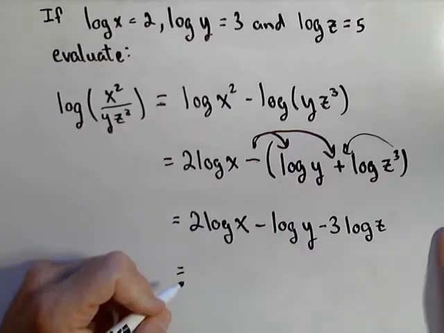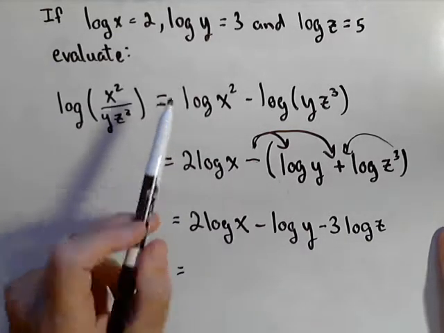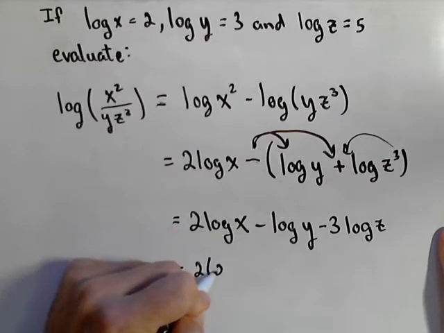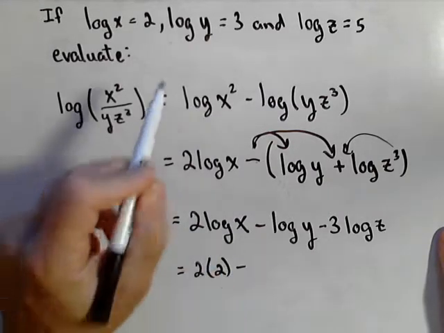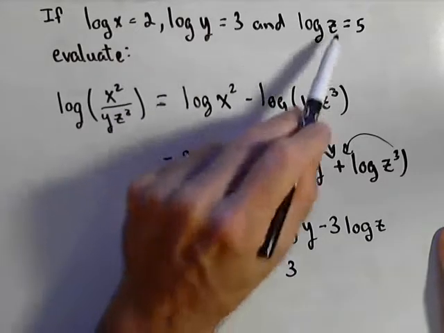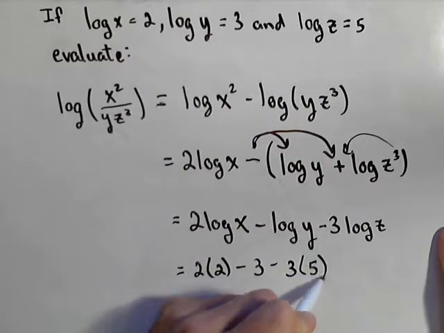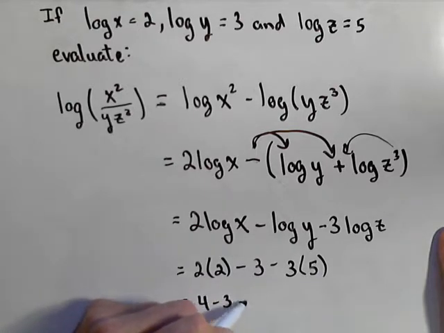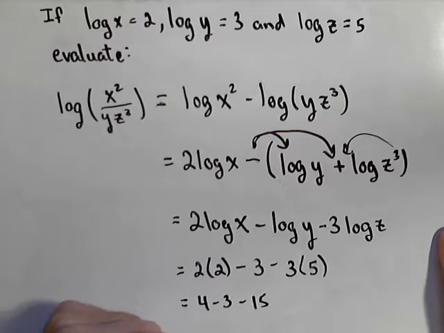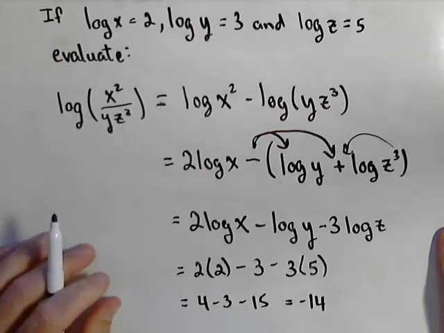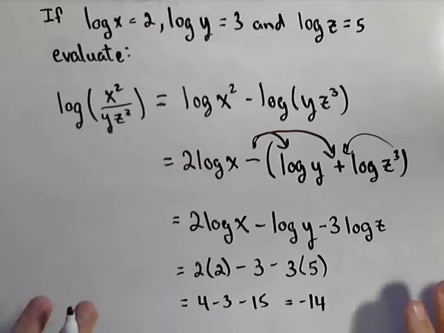So we've expanded it, and the advantage is now that I can put in the values. Log of x we said was equal to 2, so this is 2 times 2, minus log of y, which is 3, minus 3 times 5. So we have 4 minus 3 minus 15, which is negative 14. So that's what these kinds of problems are asking us to do.